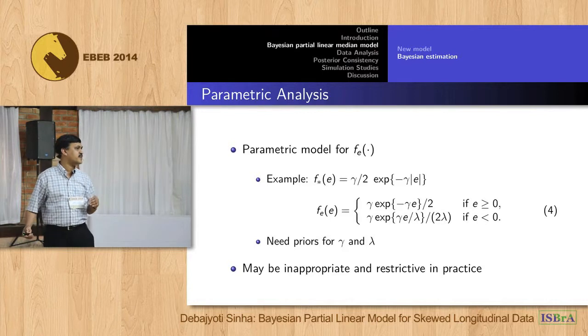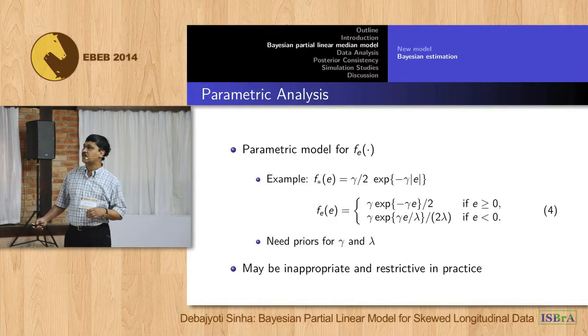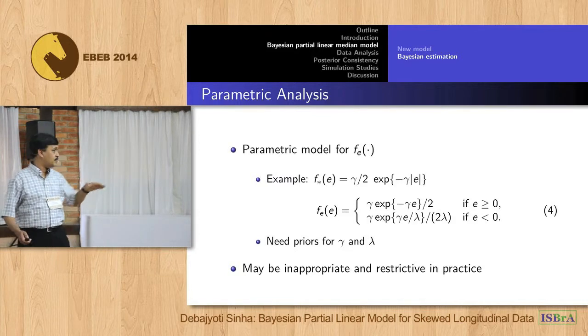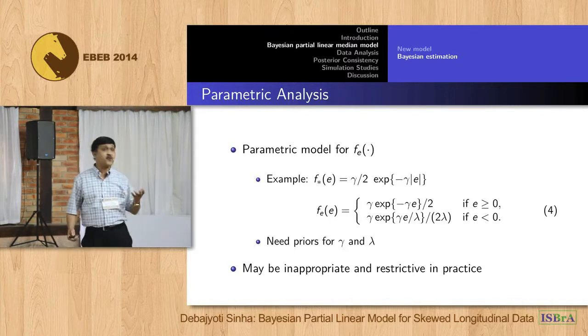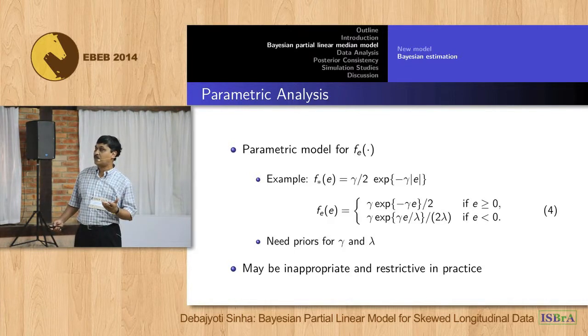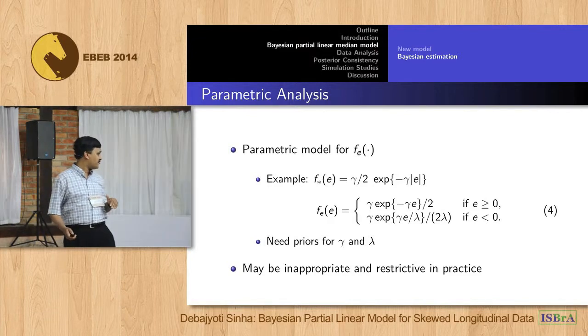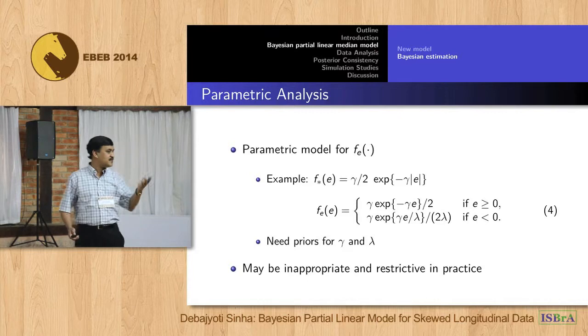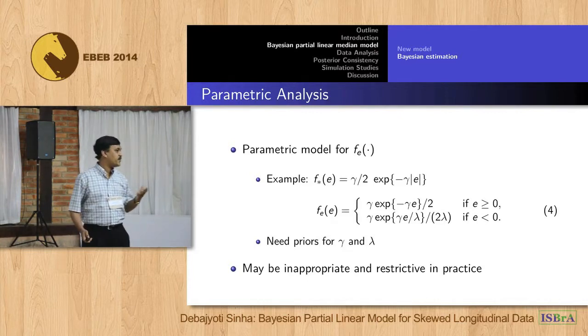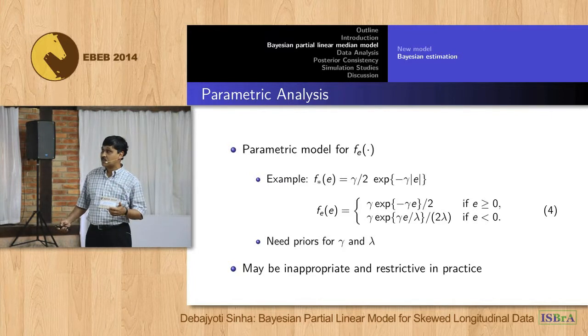Let's say for example you want to do parametric analysis. It's fairly simple. Let's say you have a double exponential f star. Remember the density function I showed before, that kind of structure. Then the only things you need are the parameters gamma and lambda. This is the skewness parameter, and this is the parameter associated with f star. Of course, if it is nonparametric, then gamma will be replaced by some kind of prior process on f star. So you just have to come up with this. But of course, it may be inappropriate and fairly restrictive in practice. So you want to get into a situation where this is not parametric. So how do you do that?